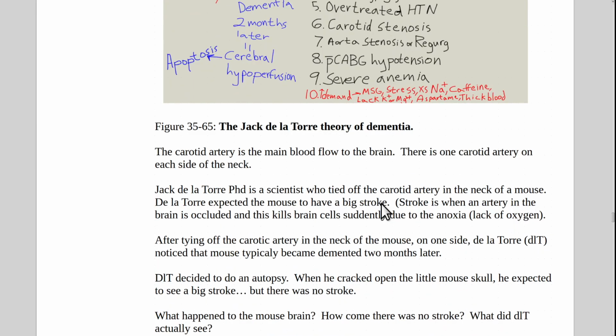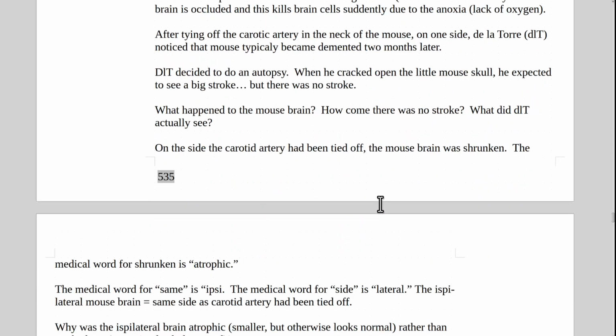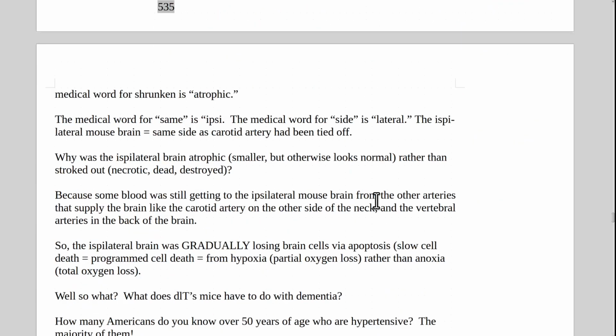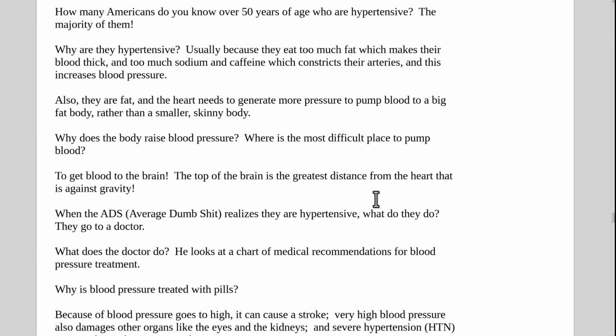Okay, so we talked about all that, the way you get apoptosis from chronic cerebral hypoperfusion. Okay. Now, let's see, why did I go into that?